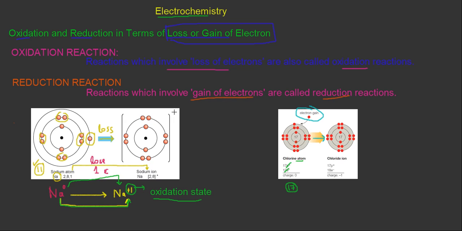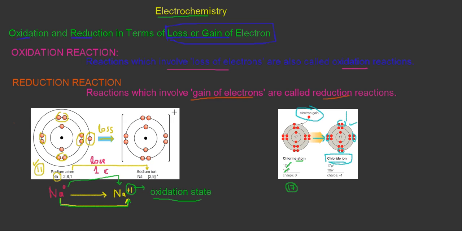It would be converted into chloride ion. As you can see, in the valence shell of this chloride ion there are 8 electrons: 2, 4, 6 and then 8. So what do we mean by these 8 electrons? In the case of the chlorine atom we have 7 electrons, while in the case of chloride ion, after the gain of an electron, it is converted into chloride ion. So now in this case we have 8 electrons in the valence shell.